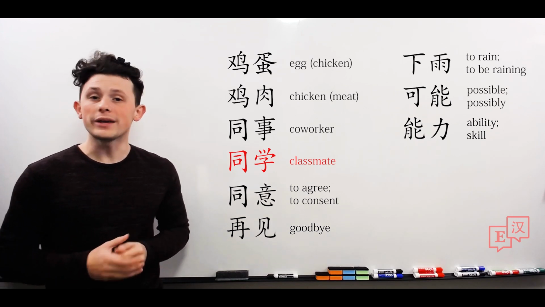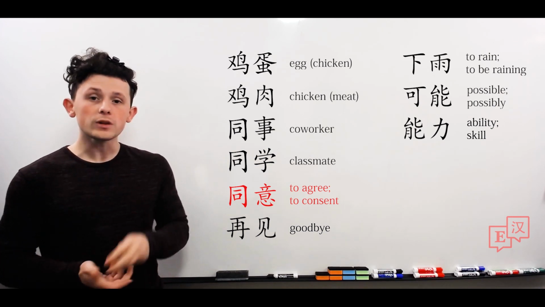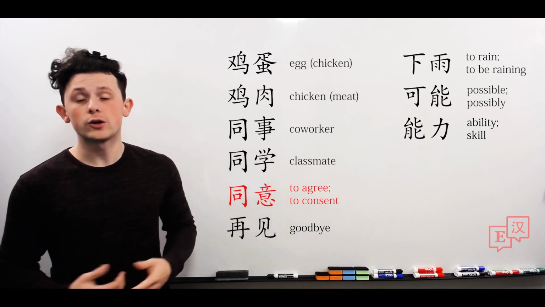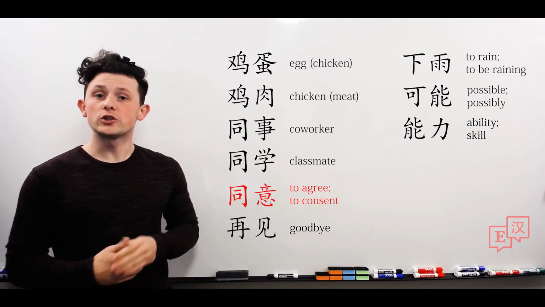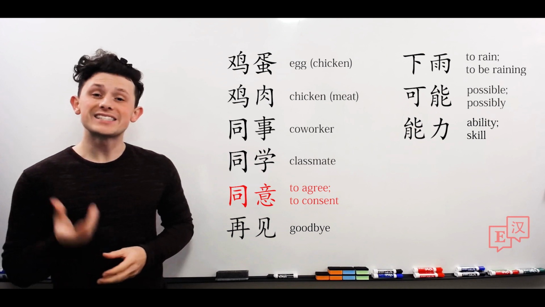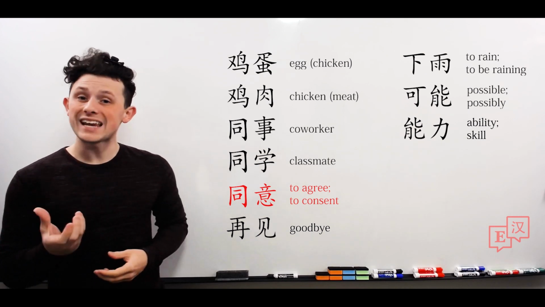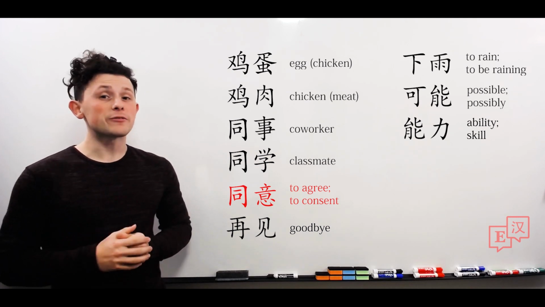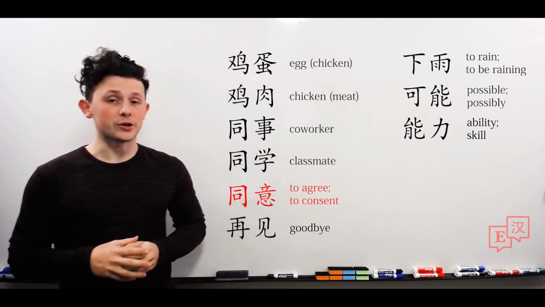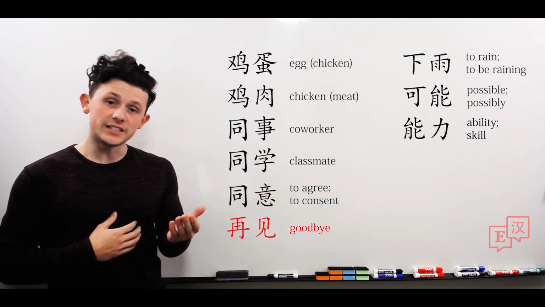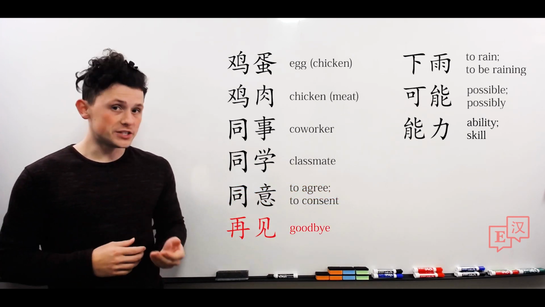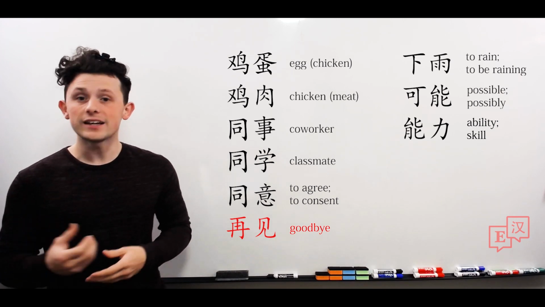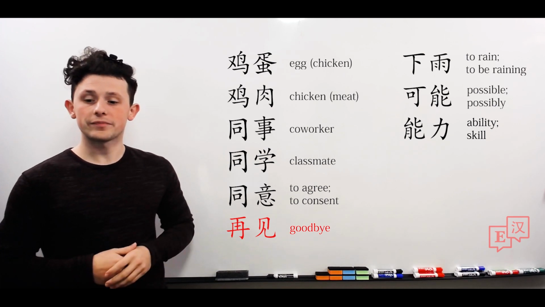The last one we have with 同 is 同意. This makes the word for to agree or to consent to. 同意. So literally, same meaning or same idea. Next, we have a phrase that you are all probably pretty familiar with by now. 再见. The word for goodbye is literally see again or to see you again.